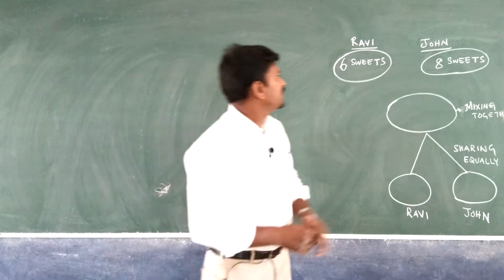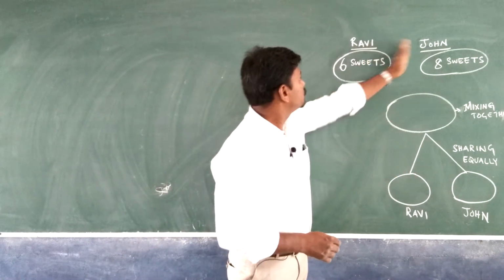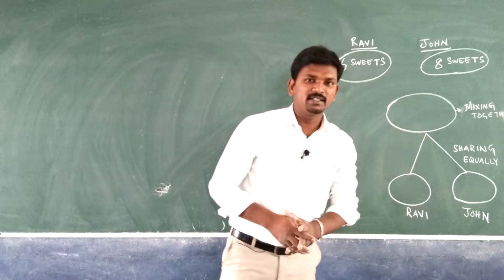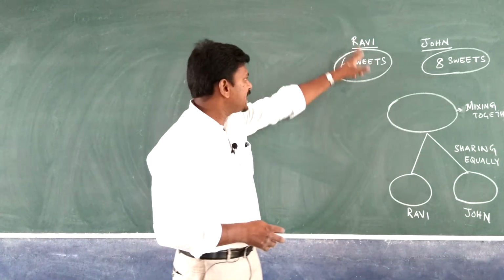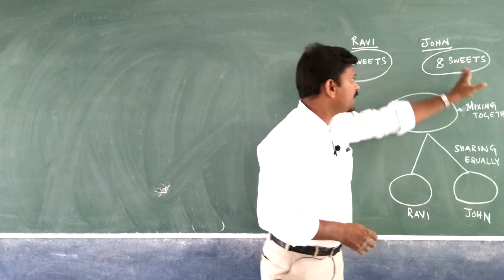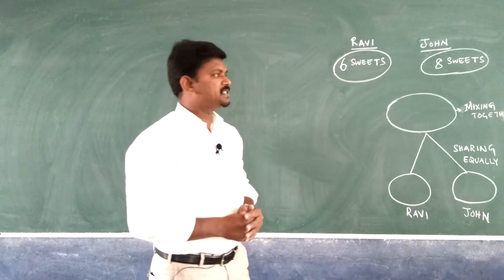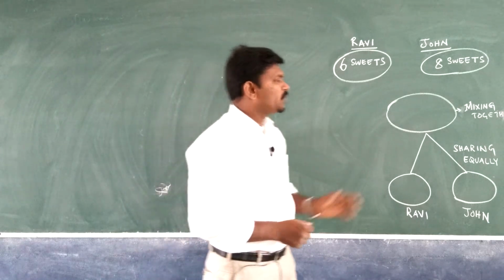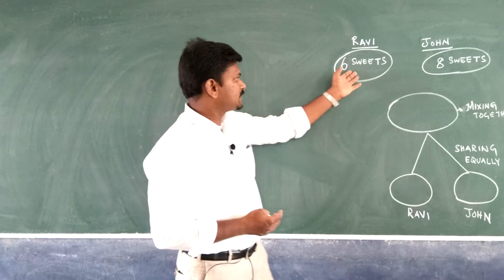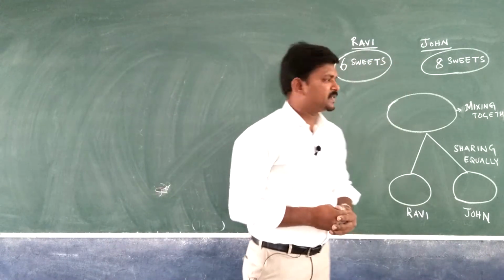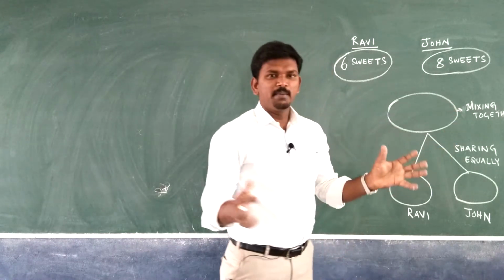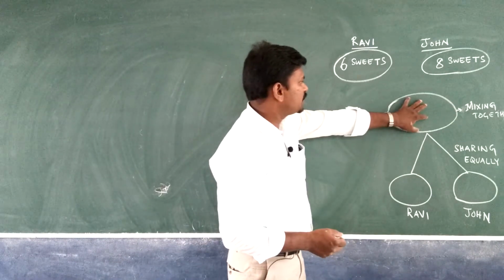Here two boys are here, Ravi and John. So Ravi has 6 sweets and John has 8 sweets. So they are not equal. He has 6, he has 8. So what we are going to do, we are going to mix their sweets together.